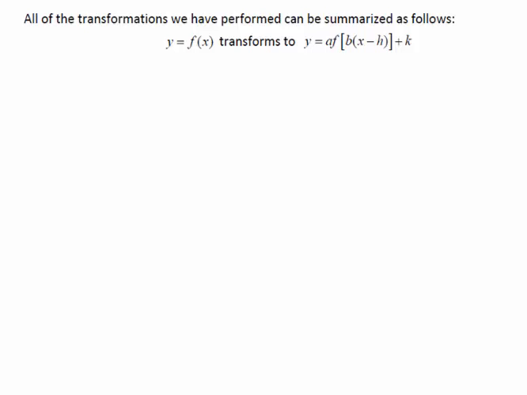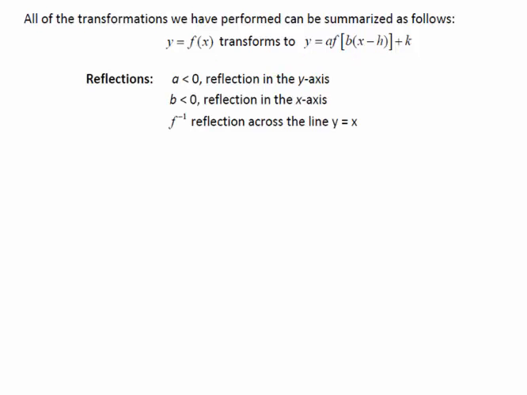So if we take our original function y equals f of x, the transform function will be a version of this with a's, b's, h's, k's, etc. Remember what they represent. When we have a reflection, that tells us that the a value, the b value is negative, or we have the inverse, a reflection across the line y equals x. That'll tell us it's a reflection.